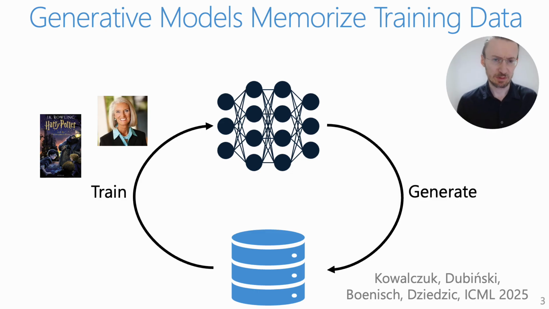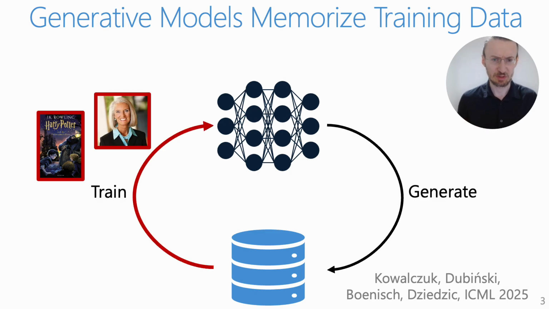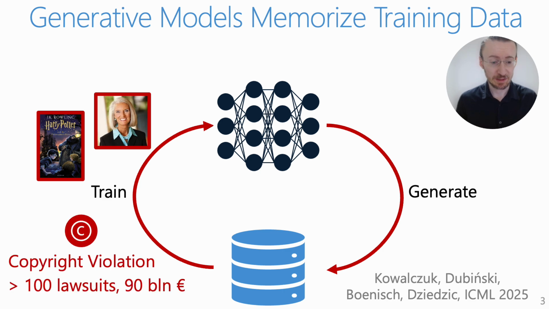First, it was shown that image generative models can memorize and then generate thousands of their training samples. For example, they can generate a Harry Potter book, word by word, or face of this woman, pixel by pixel. As a result, there are now over 100 ongoing copyright lawsuits with claims of over 90 billion euros.